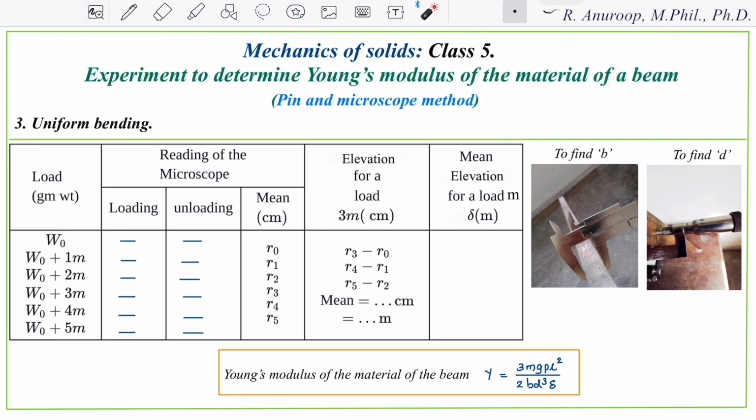Once we have delta, B, D and L, we can calculate the Young's modulus of the material of the beam as Y equals 3 m g l squared divided by 2 B D cubed delta, where m is the mass which we have added during loading, and delta is the elevation for a load m. This is the experimental method to determine the Young's modulus of the material of a beam using uniform bending.